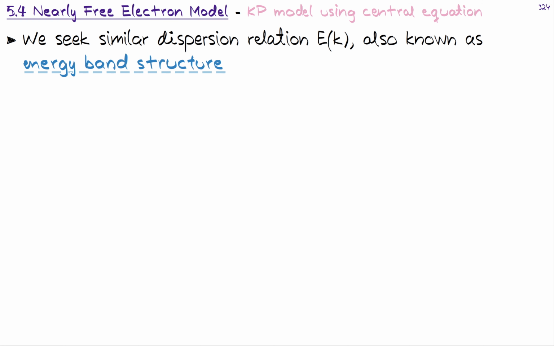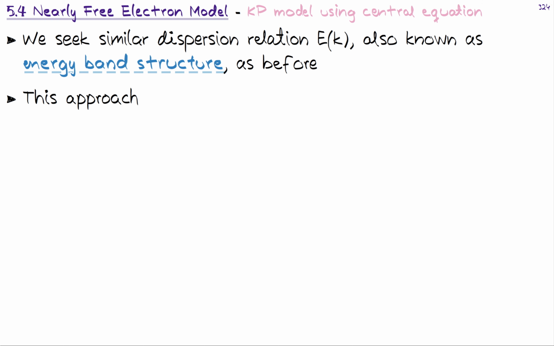And what we will get out as a solution is a dispersion relation. This dispersion relation is essentially also known as the energy band structure. And this structure will, of course, be of the same form as before. Importantly now, unlike in the free electron model, in the nearly free electron model we actually have the emergence of those band gaps in our description.